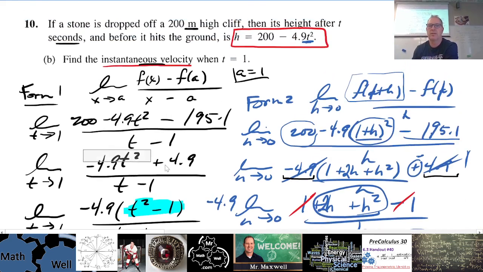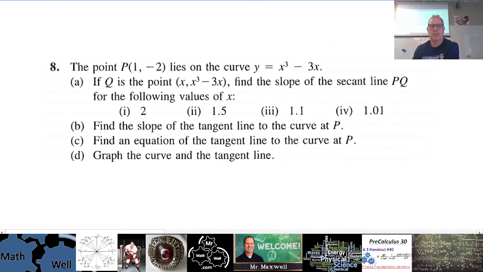Sometimes these functions up here are difficult to factor, like if you have a cubed or something, right? So you might want to use Formula 2 if this is not easily factored. Or if you get squared or cubed or something more, you've got 5 terms or something, you don't want to factor that. Anyways, that's that.